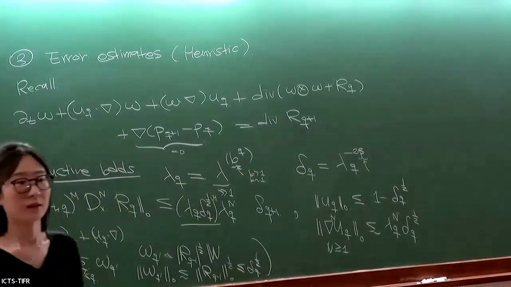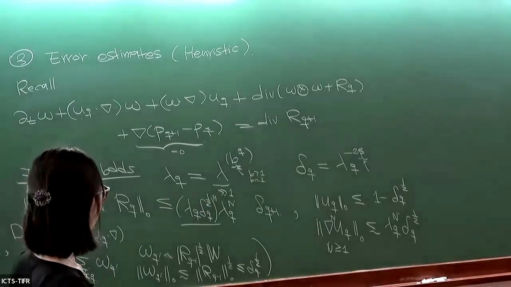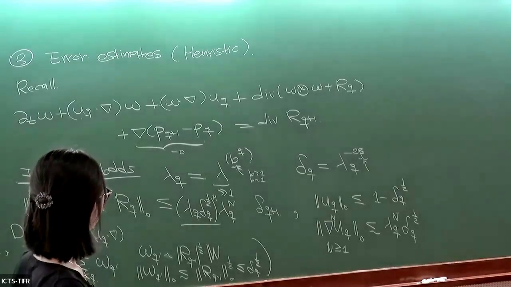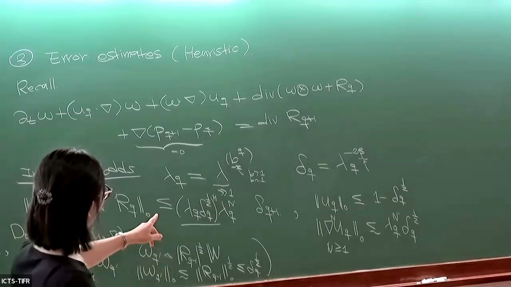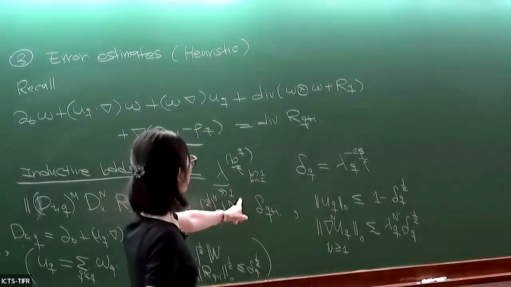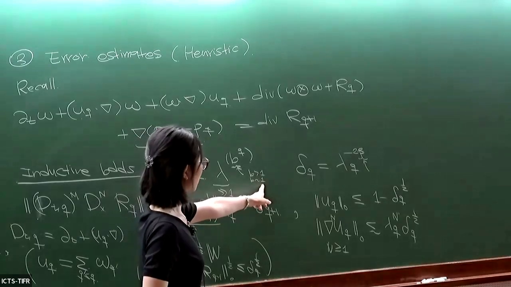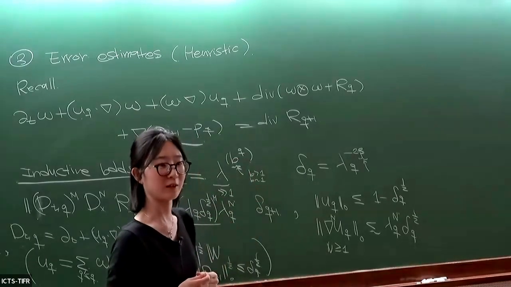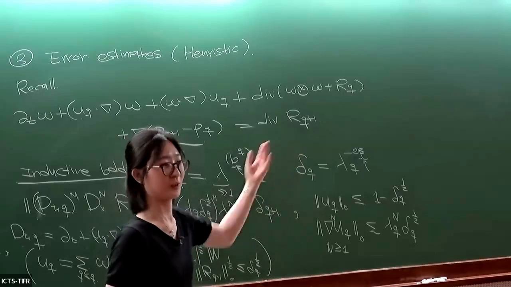Yes? Upper bound? There's no upper bound for B. Yeah, you'll choose B close to 1 to achieve the better Holder regularity. You will see that in the heuristic.